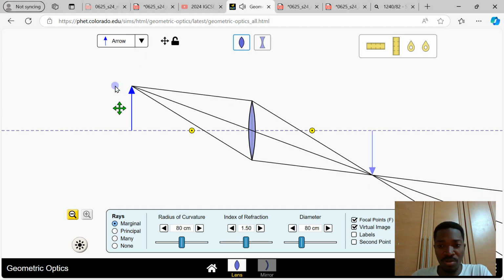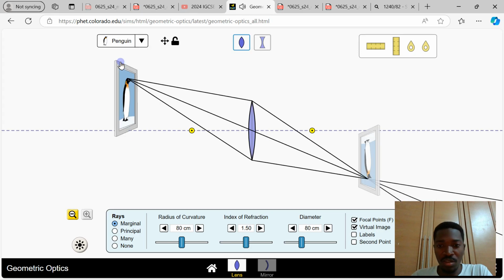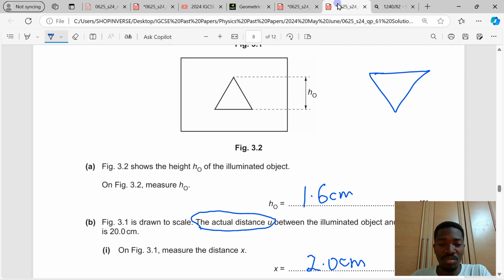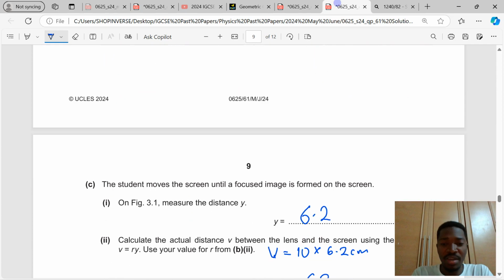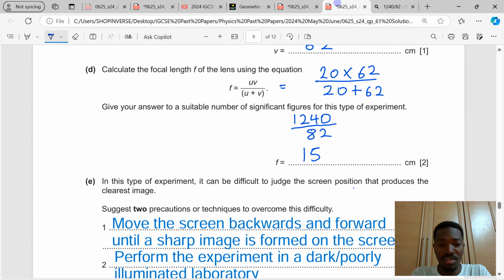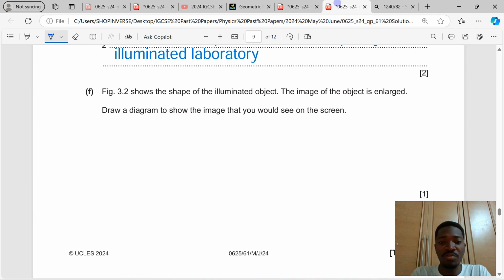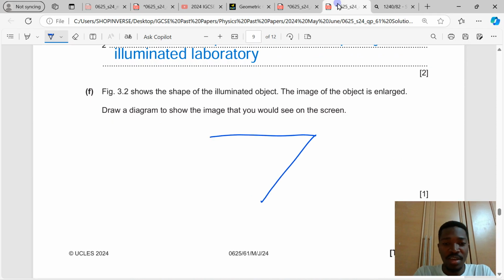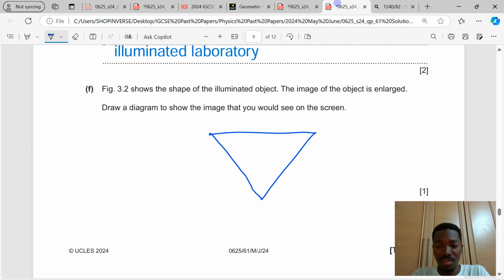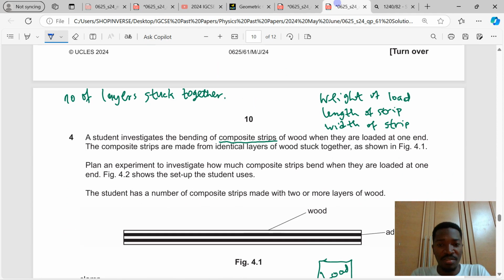Okay, if you use an arrow, the image formed will be an inverted arrow. Use a penguin, the image formed will be an inverted penguin. So that's the general characteristic of the image formed by a converging lens. Okay, when a real image is formed, real images are inverted. Since the image is captured on the screen, then it's a real image and it is inverted.